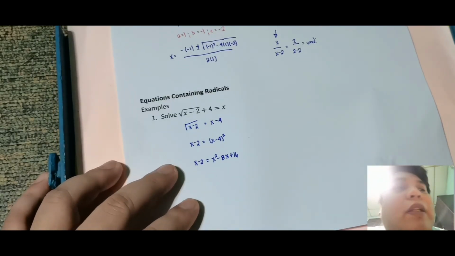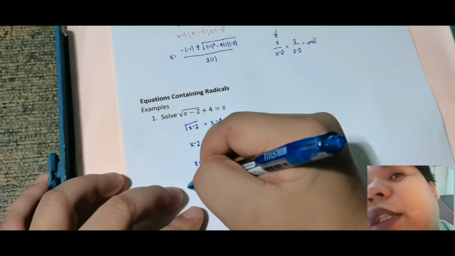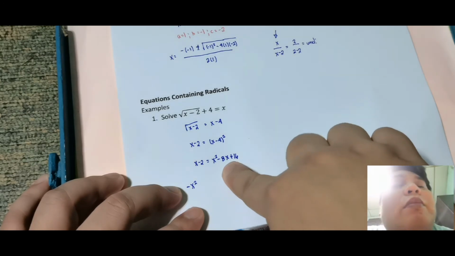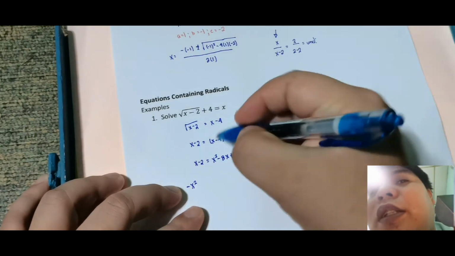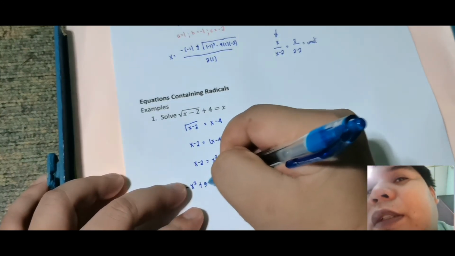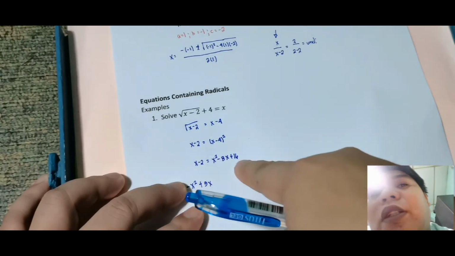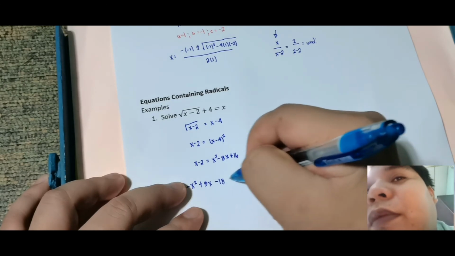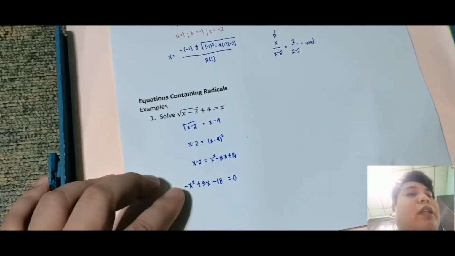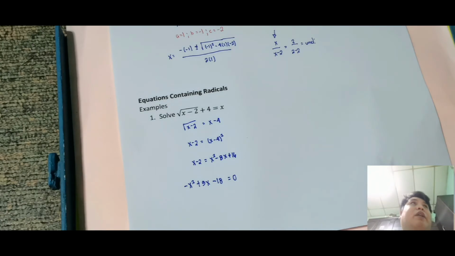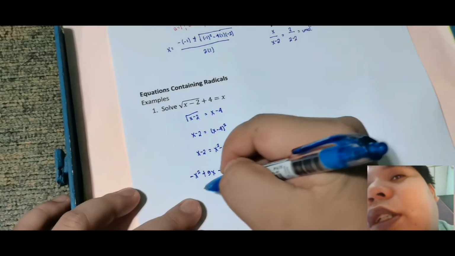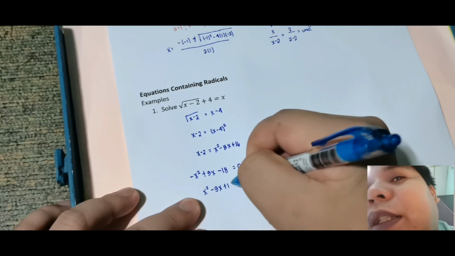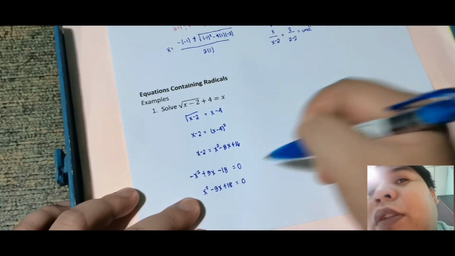Then of course, let's put everything on the left side. So this is negative x squared, then positive 8x plus x, that is plus 9x. Negative 2 minus 16, because it moves to the other side, so that is negative 18, is equal to 0. To get rid of the negative, we multiply by negative 1. So this is x squared minus 9x plus 18 is equal to 0.